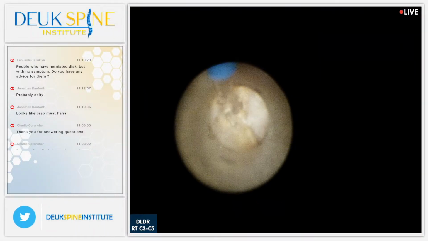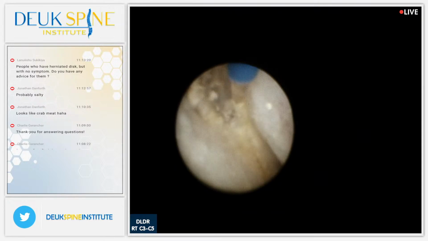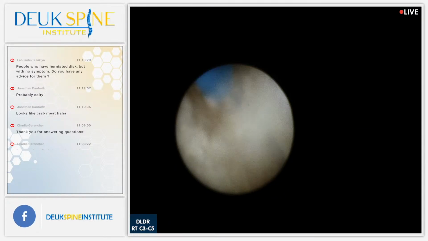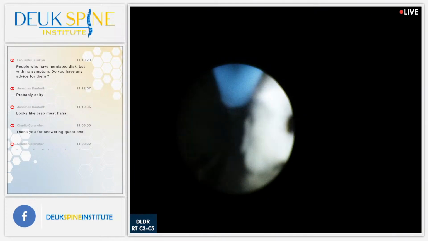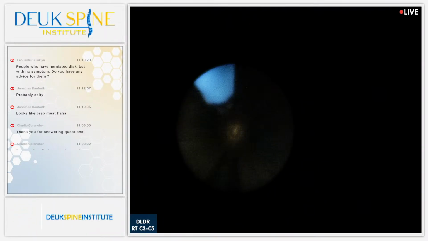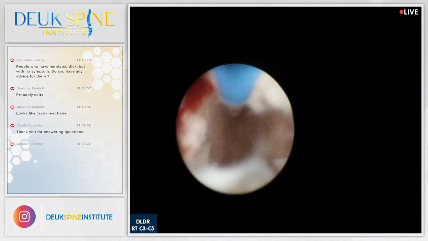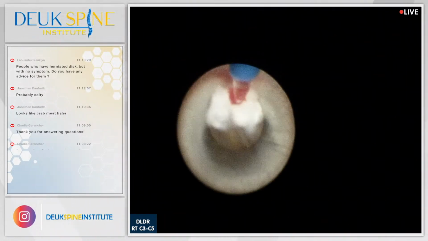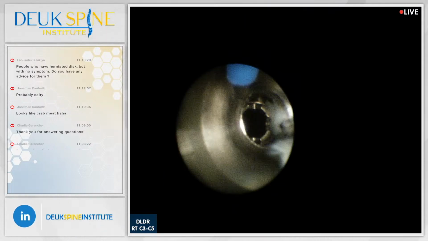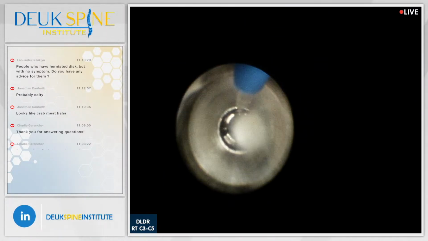All right, just about done. Let's just see if I'm missing anything else. There's a bone spur right there. That's the foramen I was working on earlier on the left. I don't really see much else, but I'm going to take one more look at it because that's the side that was bothering her the most. That's the annular tear, by the way. Some pieces of disc material floating up.